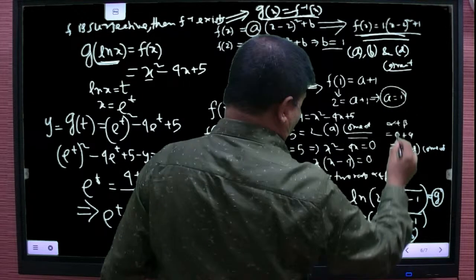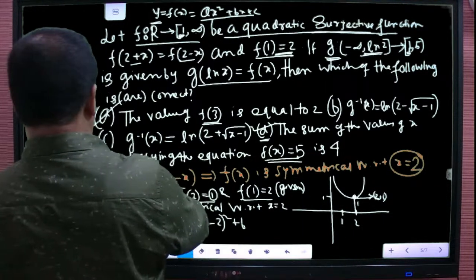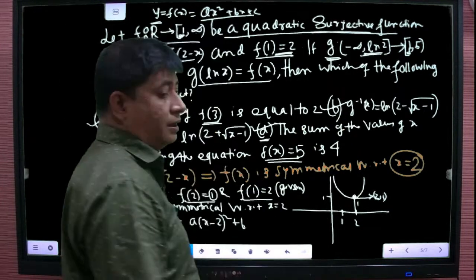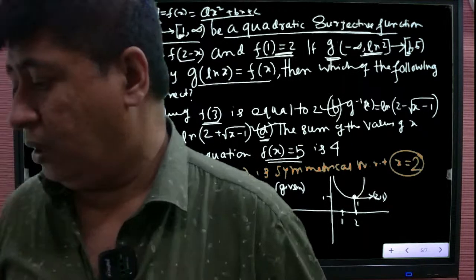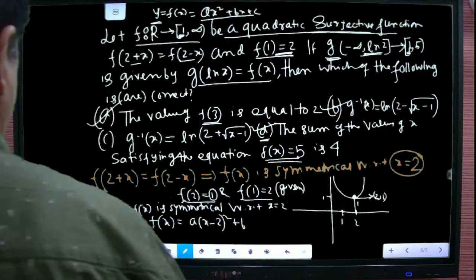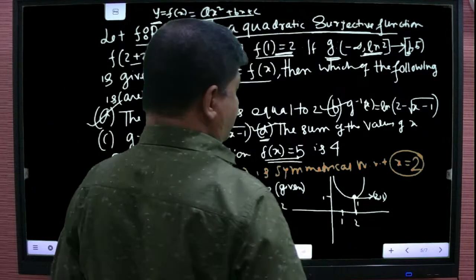A, B and D correct. See, A, B and D correct. Okay, hope you understood this sum. That is a really conceptual sum.